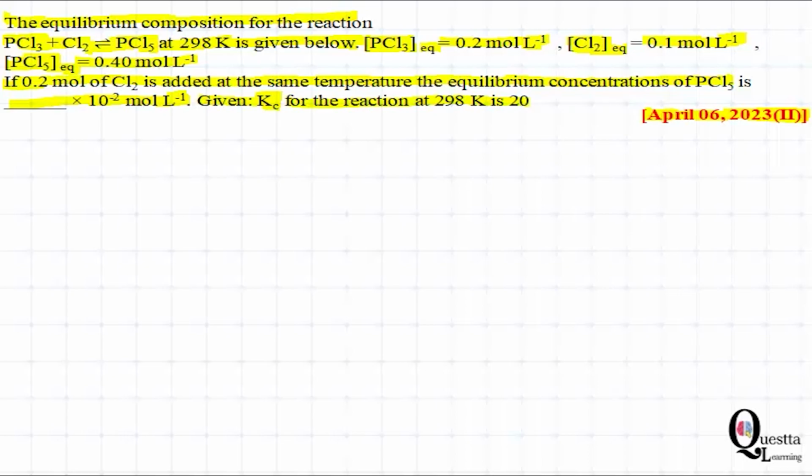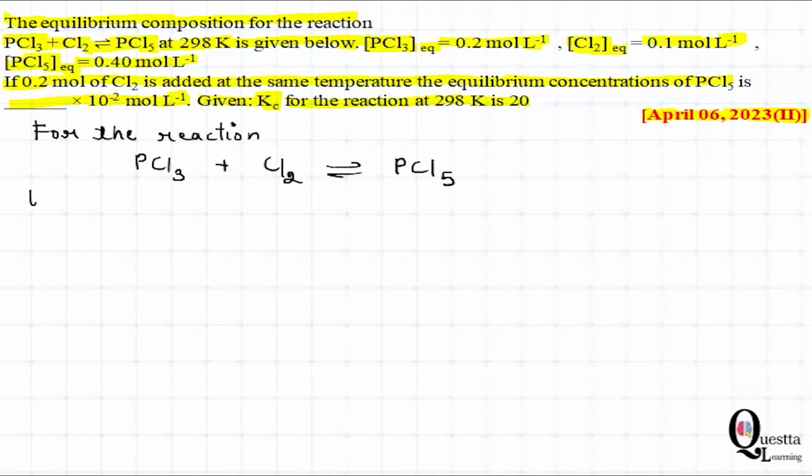So in order to start the solution, we need to first write down the chemical reaction that is provided in the question. As per the reaction, PCl3 is combining with chlorine at equilibrium to produce PCl5. Now the given concentration at t equals 0 for PCl3 is 0.2 molar. For Cl2 it becomes 0.1 added to 0.2 as mentioned in the question. For PCl5 the concentration is 0.4 molar.